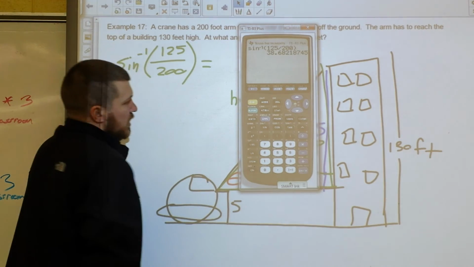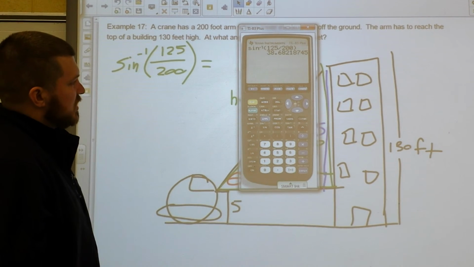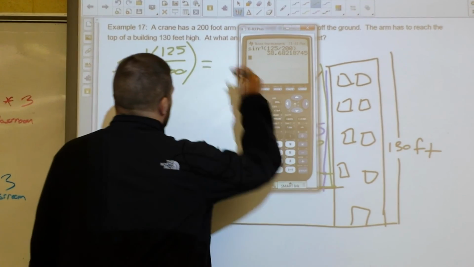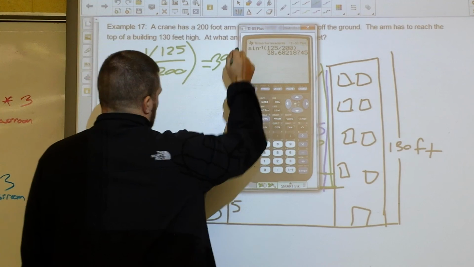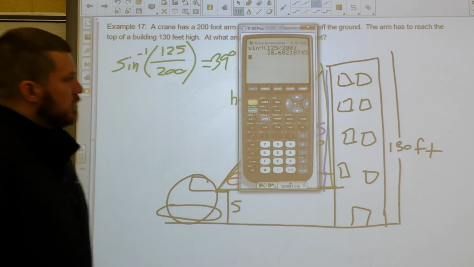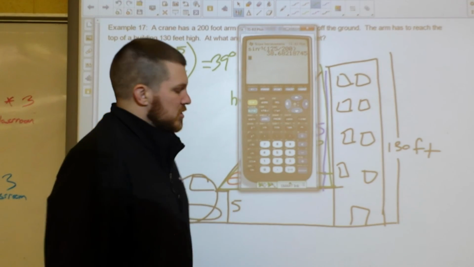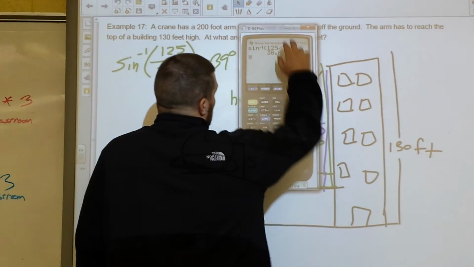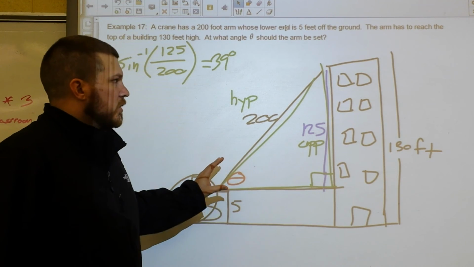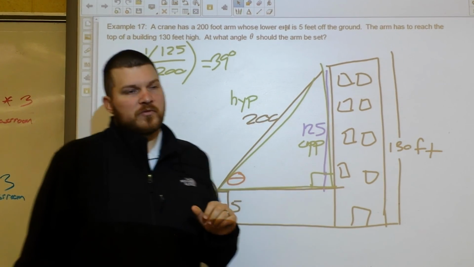And I get 38.68. I'm going to go ahead and round that to about 39 degrees. So I just rounded to the nearest whole degree. That's okay. It's not great, but it's all right. Obviously, the more decimal places you include, the better. So now we found that the crane arm should be set approximately 39 degrees to be able to reach the top of this 130-foot tall building.